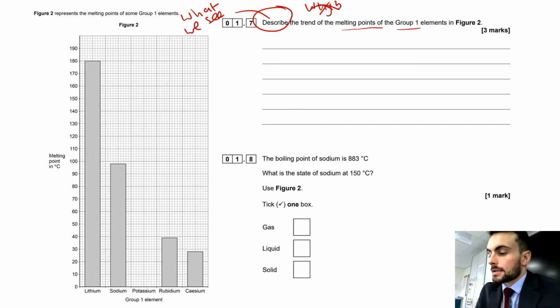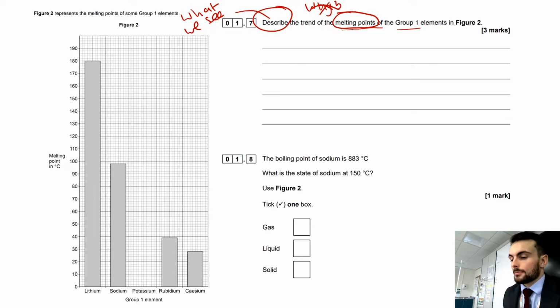And we need to be careful as well, because we are talking about melting points. Sometimes people get into the habit where they think about trend, group 1, they start talking about trend in reactivity. So they get more reactive as you go down the group because bigger atoms, etc. So we're not talking about that. We're talking about the melting points, and we're just using this graph.